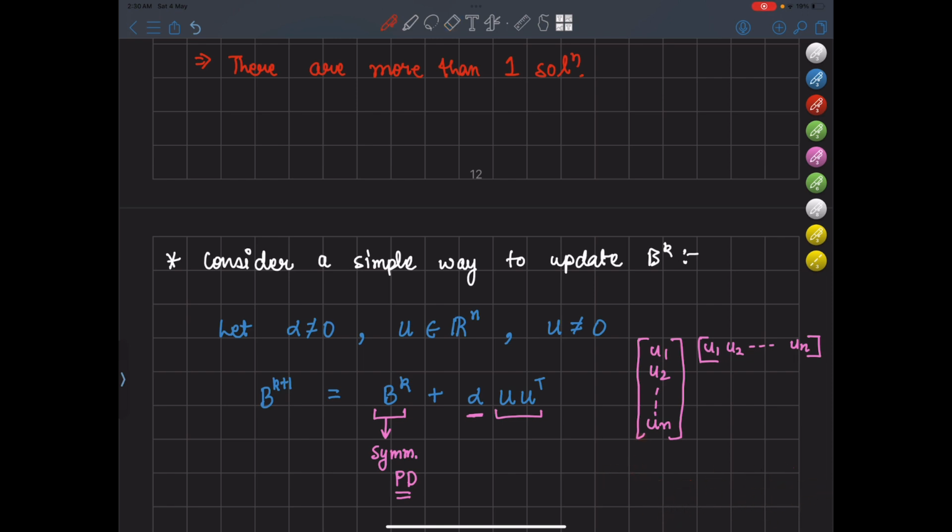Whenever this happens, you can always write it like u1 into u, u2 into u, and so on. You can see each column vector is a multiple of the same vector u. So it has rank 1. So this matrix has rank 1, and this is also symmetric, as we saw earlier. Because this matrix has rank 1, this is called rank 1 correction.